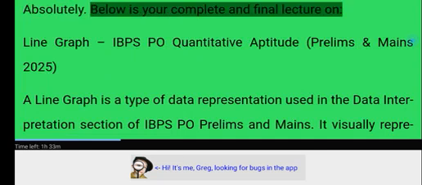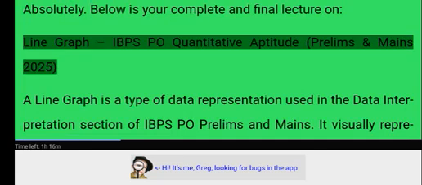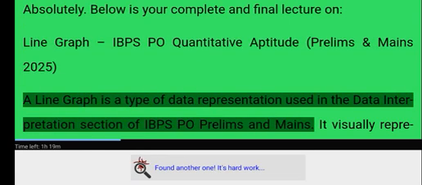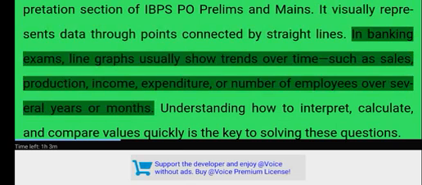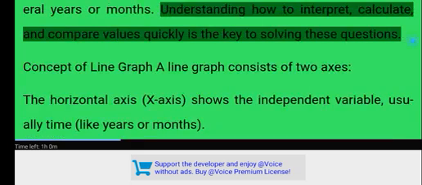Absolutely. Below is your complete and final lecture on line graph, IBPS PO Quantitative Aptitude, Prelims and Mains 2025. A line graph is a type of data representation used in the data interpretation section of IBPS PO Prelims and Mains. It visually represents data through points connected by straight lines. In banking exams, line graphs usually show trends over time, such as sales, production, income, expenditure, or number of employees over several years or months. Understanding how to interpret, calculate, and compare values quickly is the key to solving these questions.